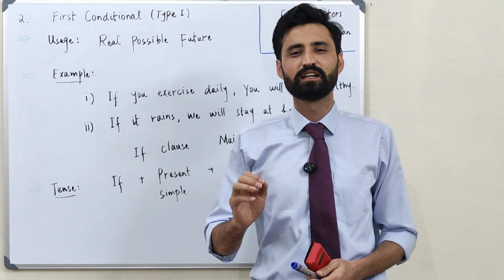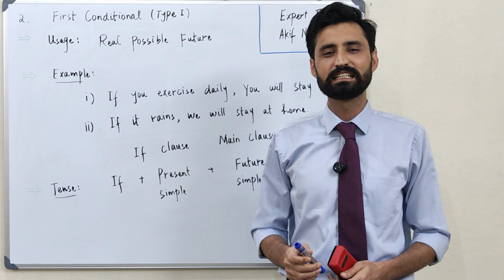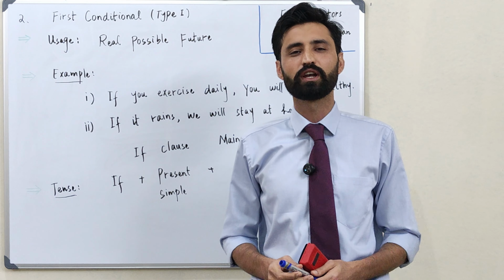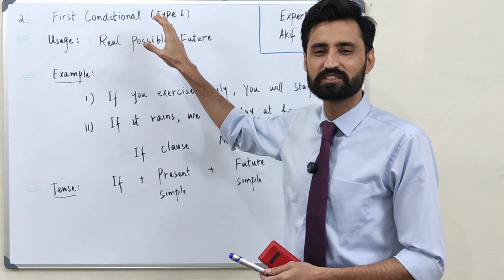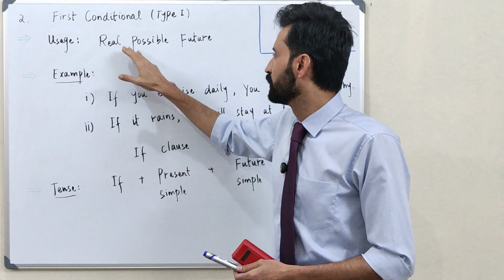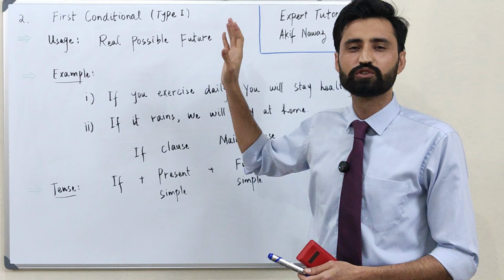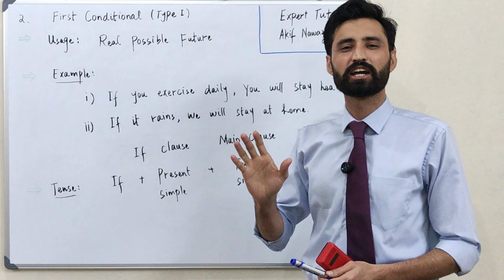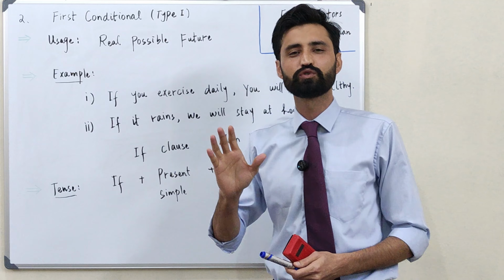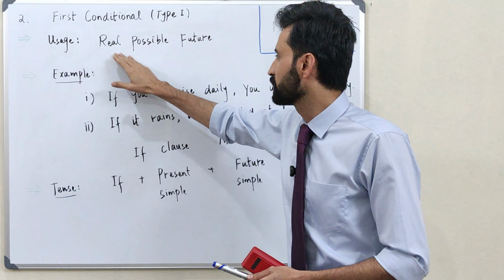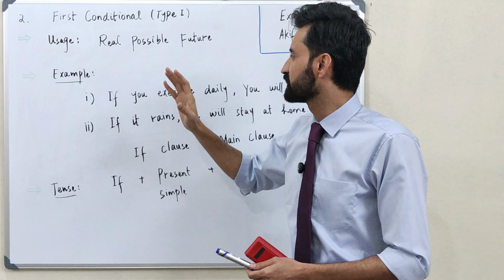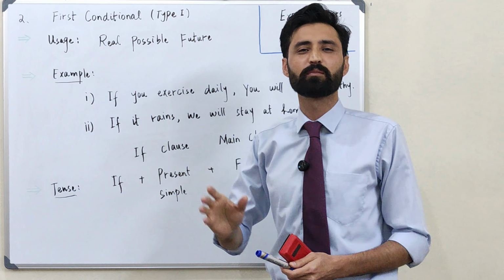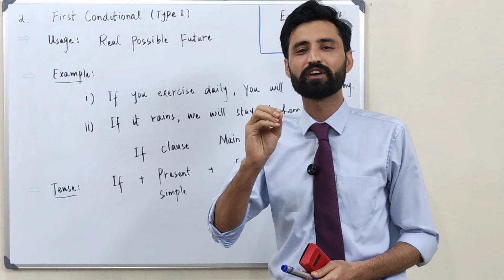In today's class, our focus will be on first conditional sentences, which are also called type 1. We use this grammatical structure when we talk about a real possible future. Such a grammatical structure is used when we talk about something that will be a reality in the future.